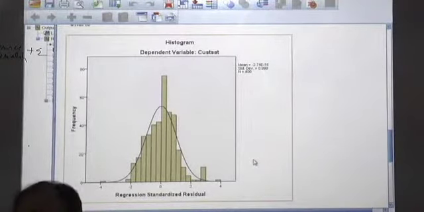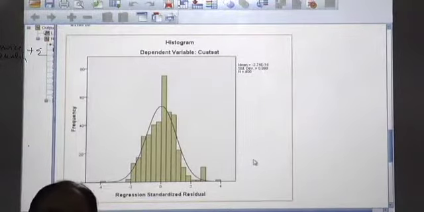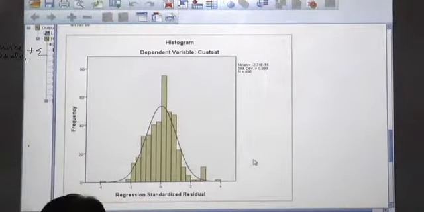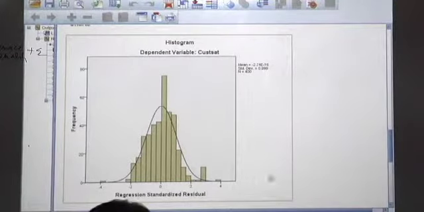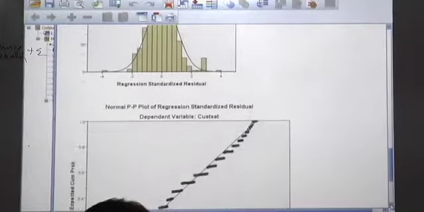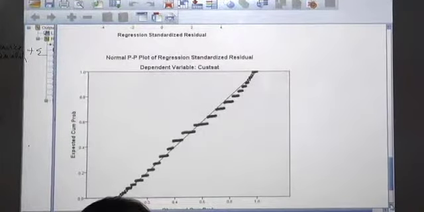The distribution is normal. We will test it using one sample KS and Shapiro-Wilk. Okay, to confirm that it is normal. And that is the reason why we had saved it. Alright. Normal PP plot.